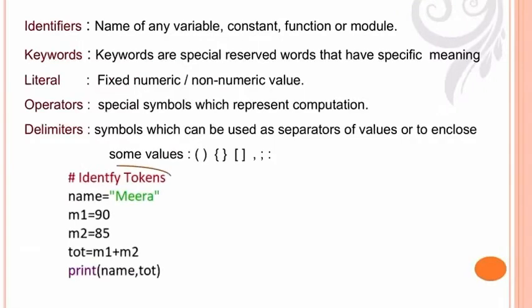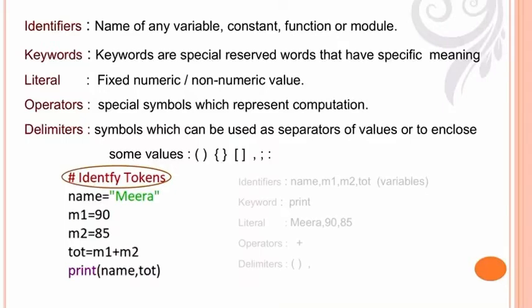Here the first line is the comment line in Python. A comment starts with a hash symbol. We can insert comments anywhere in the program. Now we can identify the tokens in this program.